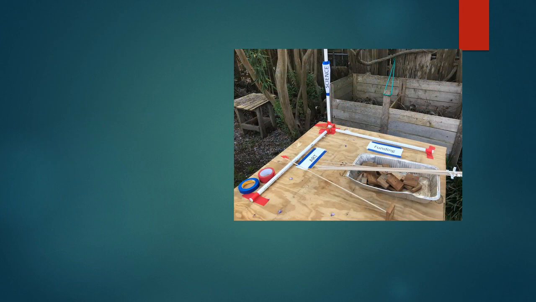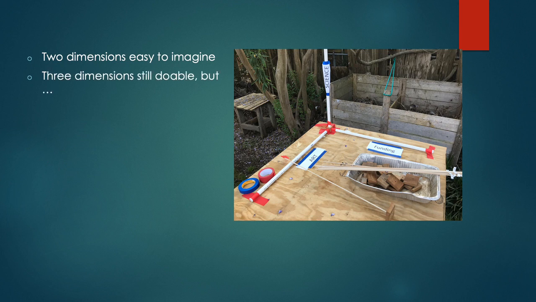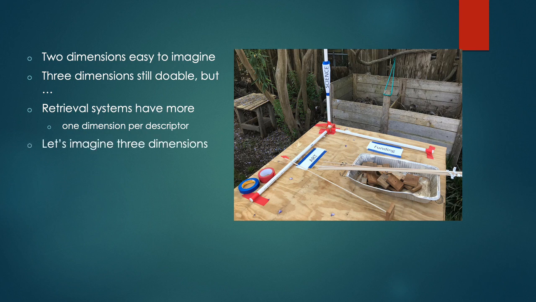Now, step into the real world. Here, still a 2-dimensional representation because it's only a photograph, but it might be easier to use our imaginations on 3-dimensional space. 2 dimensions, pretty easy to imagine. 3 dimensions, still doable, but starts getting a little harder. Retrieval systems have more. They have 1 dimension per descriptor. So if there are 1,000 descriptors, there are 1,000 dimensions. If there are 150 million descriptors, there are 150 million dimensions. Let's stay with 3 for now.